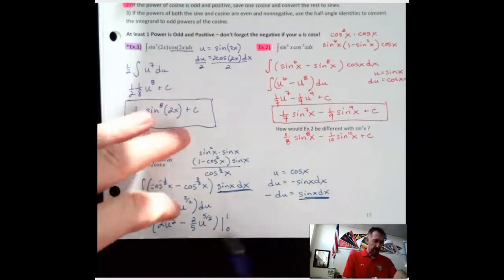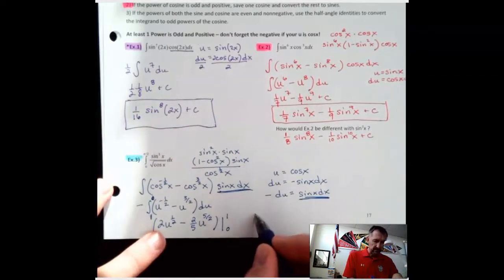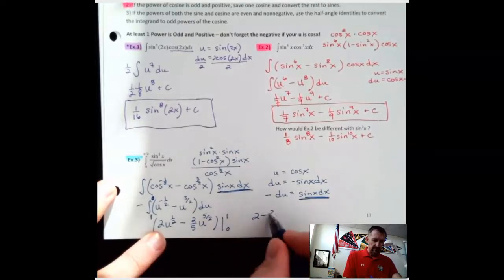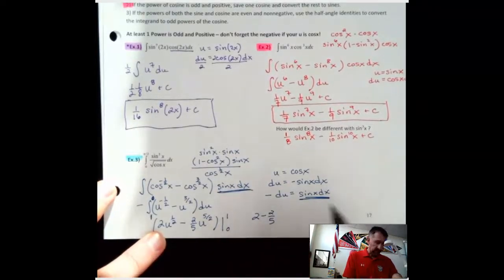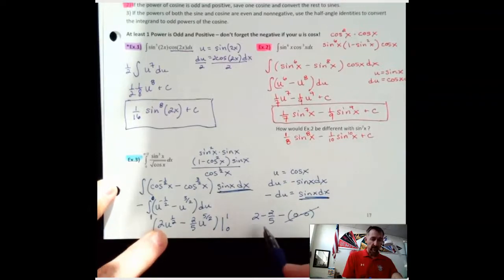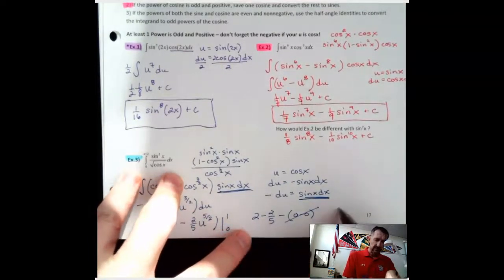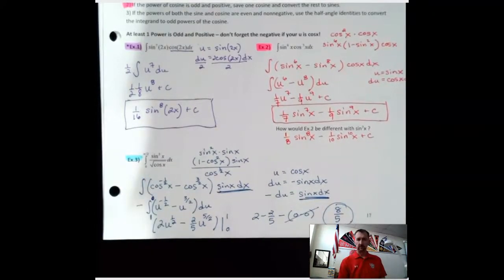Okay, if we plug 1 in there, we're going to get 2. Plug 1 in there, we're going to get minus 2/5. And then plug in 0, you get 0 minus 0. So that's 10/5 minus 2/5. That is 8/5. Okay.